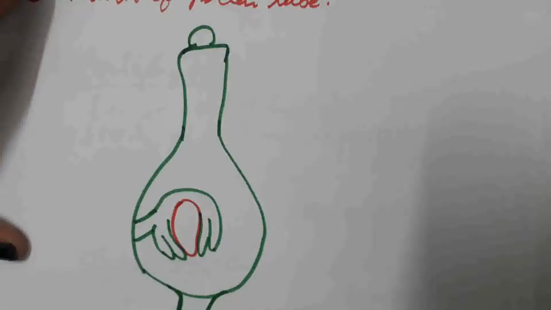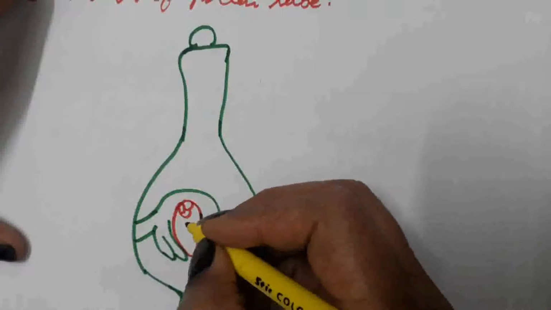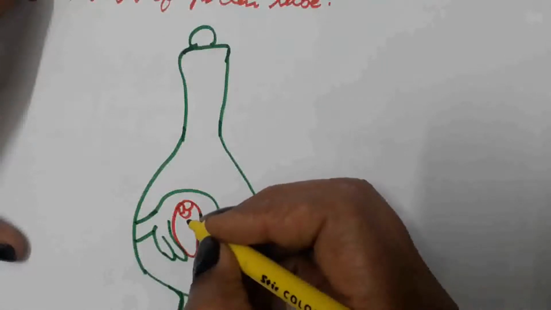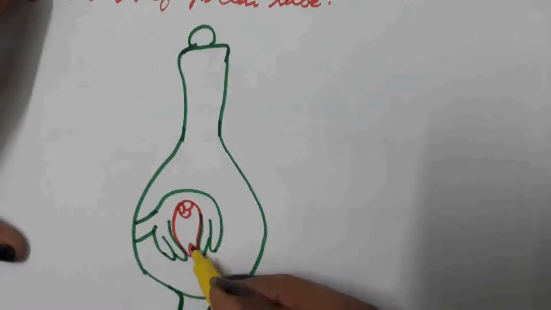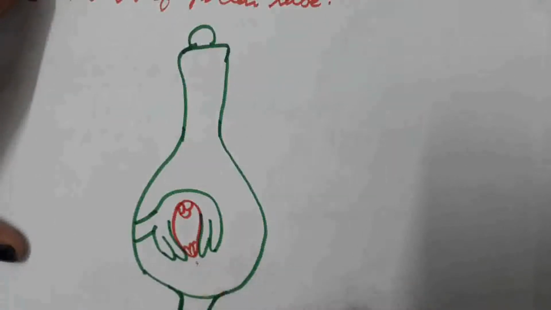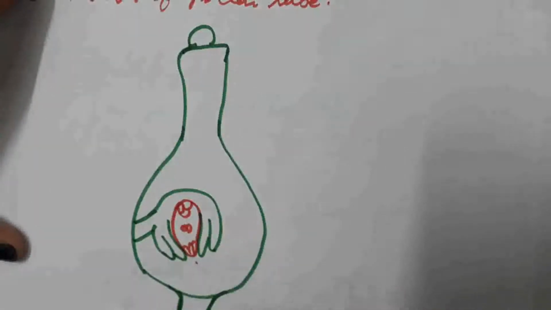Inside the embryo sac, three cells are present towards the chalazial end, which are known as the antipodals. One is the larger cell, that is the egg cell, and two smaller cells are present towards the micropylar end, forming the egg apparatus. And two nuclei are present in the center, which are known as the polar nuclei. So it is anatropous type of ovule, that is the inverted ovule, present inside the ovary.